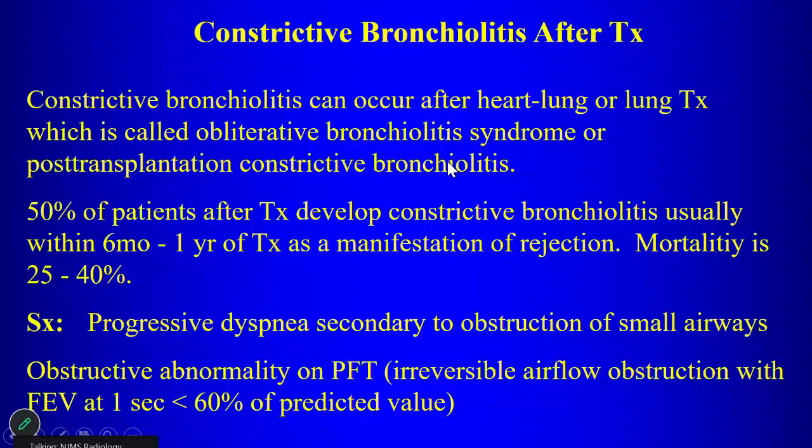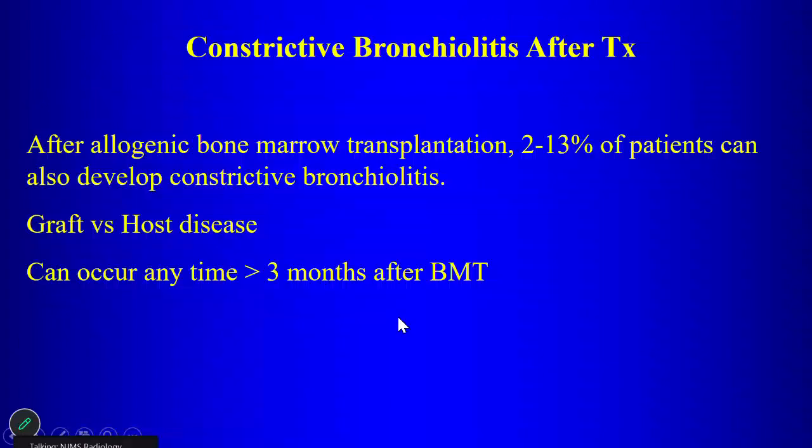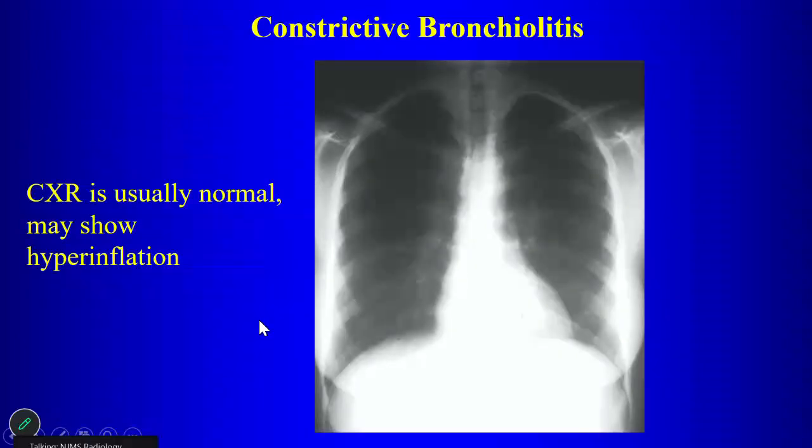So after transplant, it can occur after lung transplant or after bone marrow transplant. But after lung transplant, about 50% of patients can develop constrictive bronchiolitis within 6 months to a year as a manifestation of rejection. So they'll develop progressive shortness of breath from obstruction of the small airways. So that's why they're followed with pulmonary function tests to determine if they're developing obstructive physiology. After bone marrow transplant, 2 to 13% of patients can also develop constrictive bronchiolitis. That is graft versus host disease. That can occur any time greater than 3 months after bone marrow transplant.